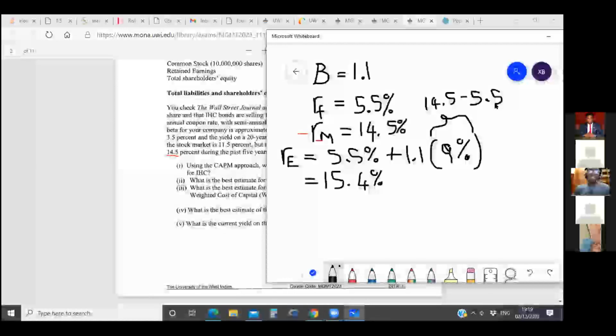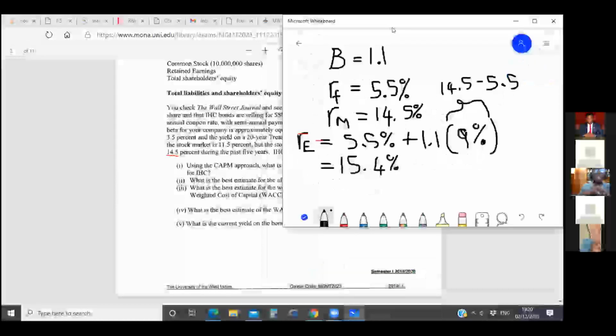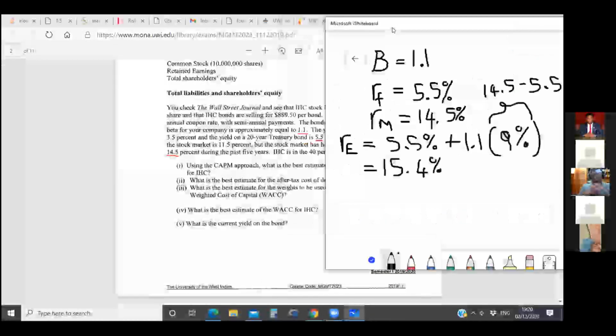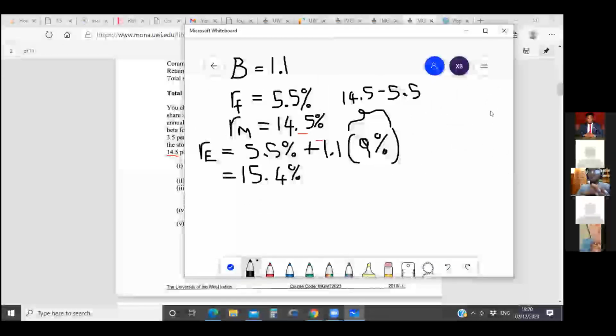And we have E, our cost of equity, equal to the risk-free rate of 5.5%, plus 1.1 times (14.5 minus 5.5). I feel it's 9%.